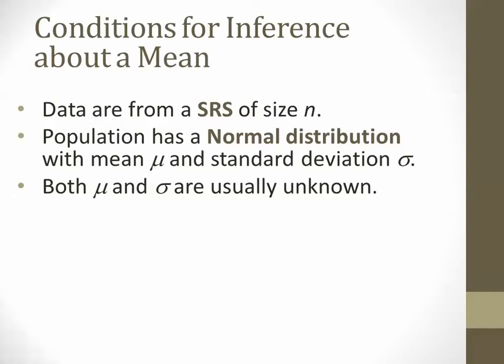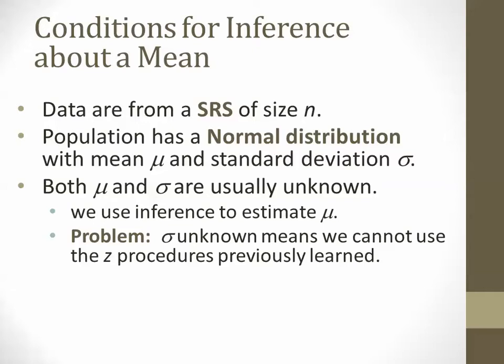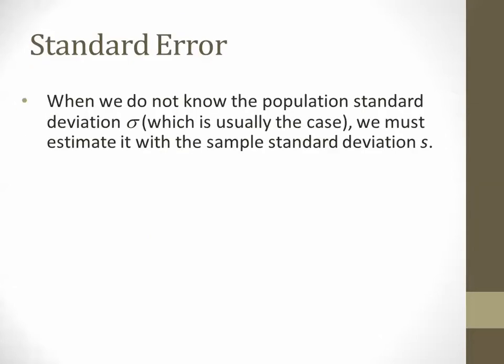And when we talked about using z procedures for things, we always knew sigma. So we need to talk about what to do about that. We can use inference to talk about mu, but we cannot use the z procedures because we have an unknown sigma. So let's look at our solution to that.